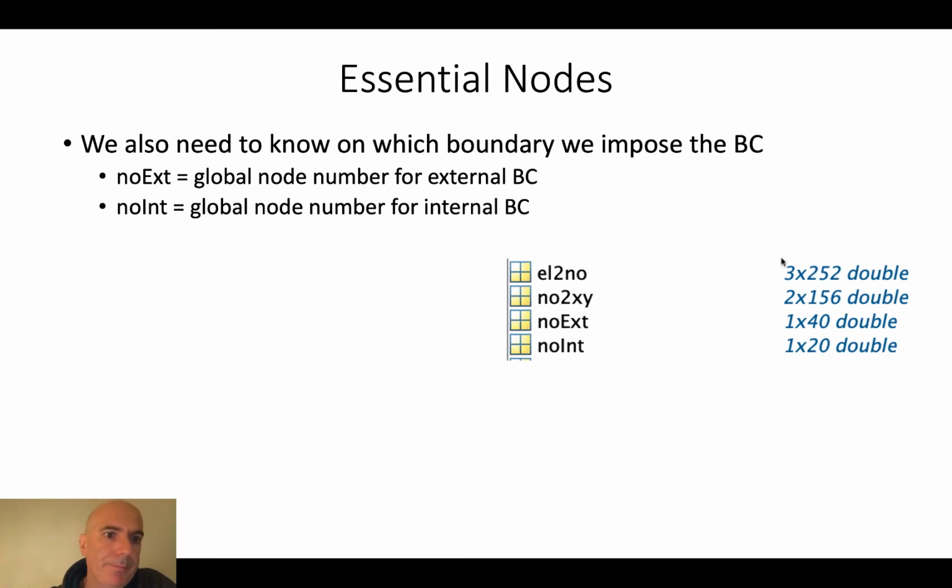So we have two additional data structures to characterize the boundaries. The first one is no_extern, that is the global node number or index for the external BC, so the one on the external boundary condition. And also we are going to provide the global node index for the internal BC using no_int. So you see this additional information about the indices of the nodes for the boundary condition.